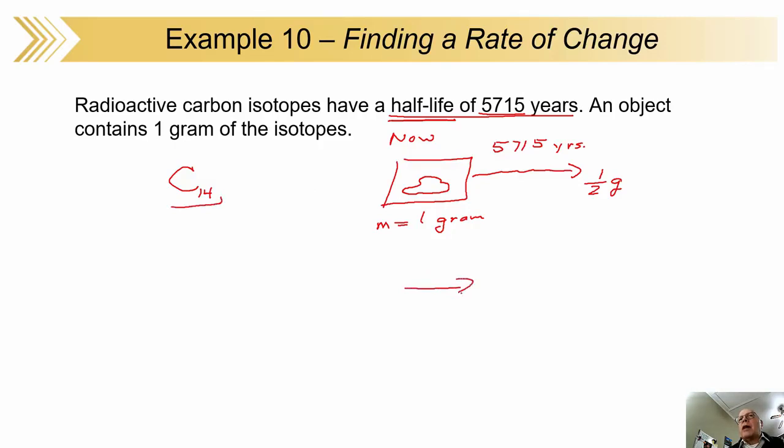If we go another 5,715 years, what's going to be left? Well, we had a 1/2 gram, and 1/2 of that 1/2 gram means only 1/4 of a gram will be left. That's how half-life works, in case you didn't know.